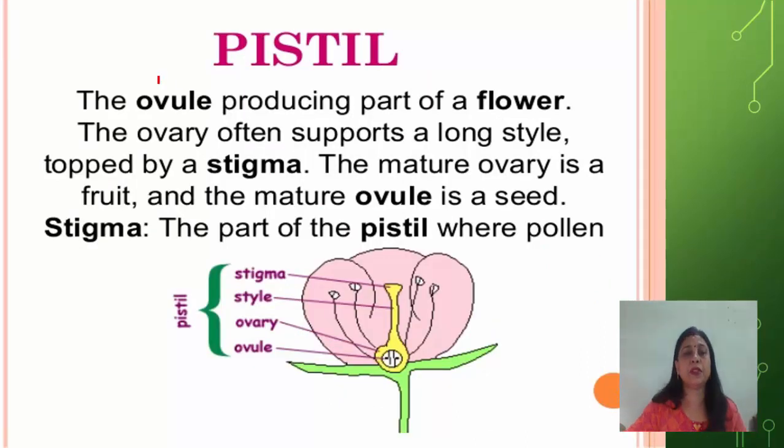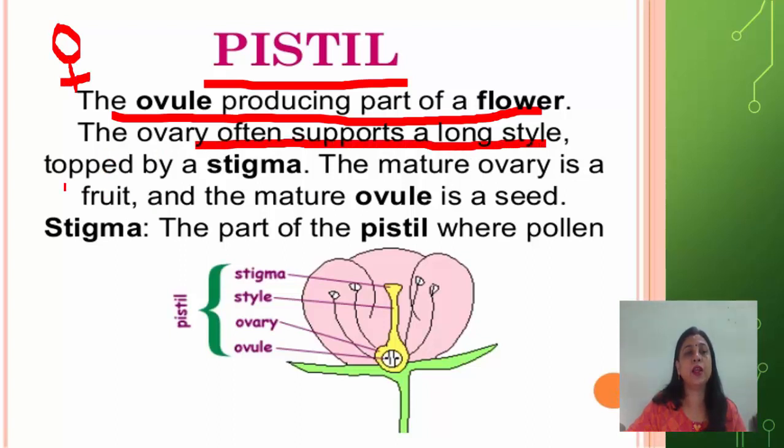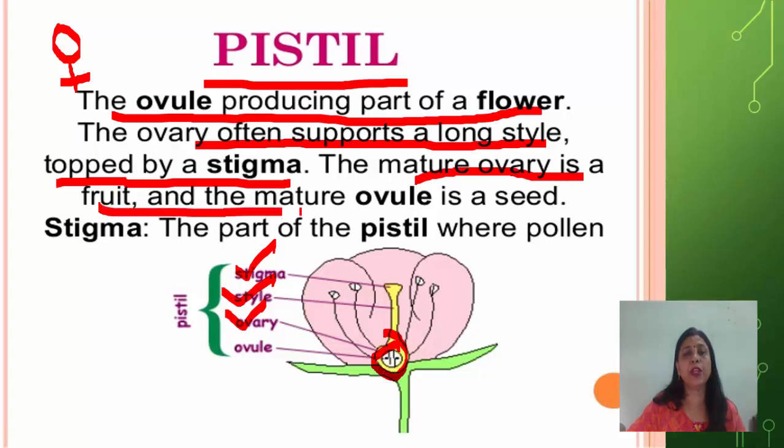Next is the pistil, that is the female reproductive part of the plant. Pistil is the ovule-producing part of a flower, and ovule is the female reproductive cell. The ovary often supports a long style topped by a stigma. The three parts of the pistil are stigma, style and ovary. You can see stigma, style, ovary, and inside the ovary are present the ovules. The mature ovary is a fruit and the mature ovule is a seed.